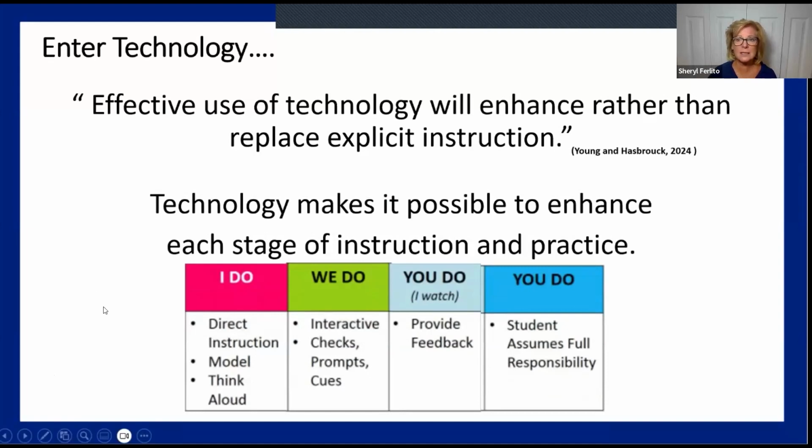So even with technology, more difficult with adaptive, obviously, and we'll talk about that in a moment, but you can do the I do, we do, you do situation before the student assumes full responsibility with their own device. So this is a plug for not doing away with this instructional routine that we all know works, but to do it using technology before you set them free on their devices to do it on their own.